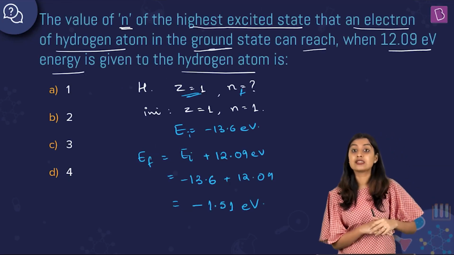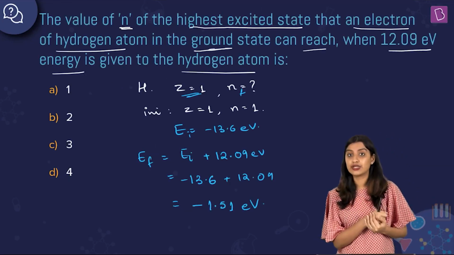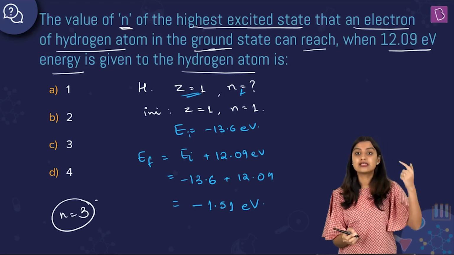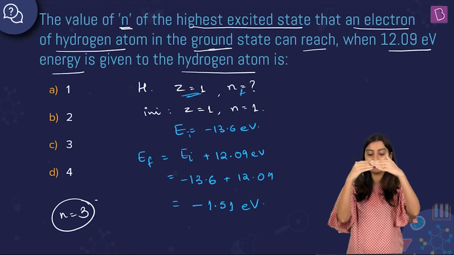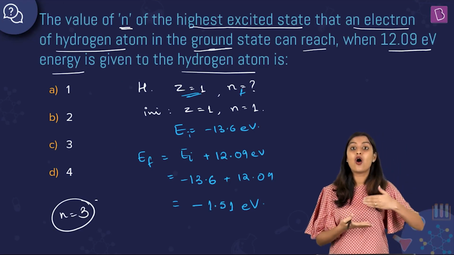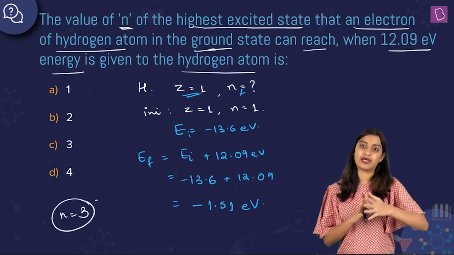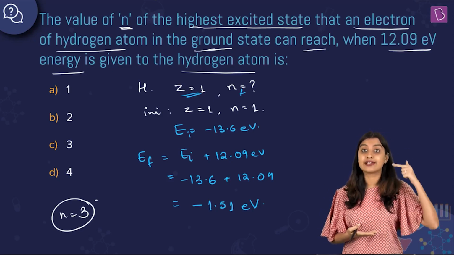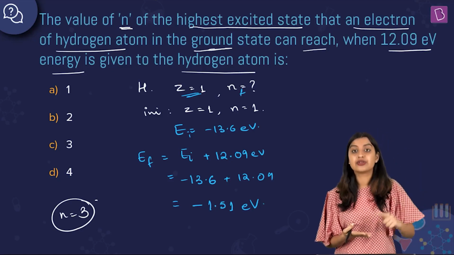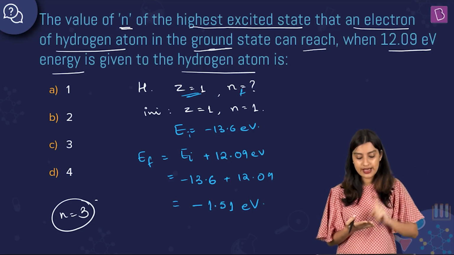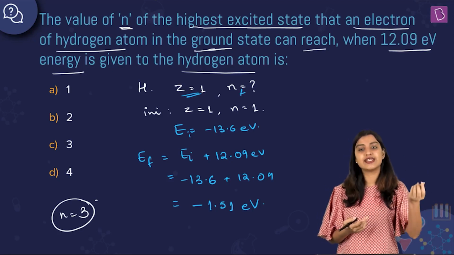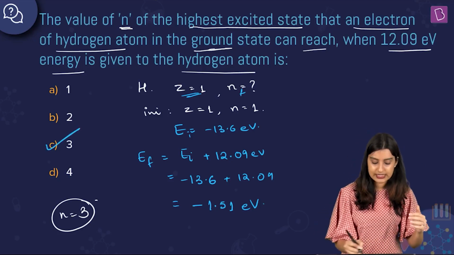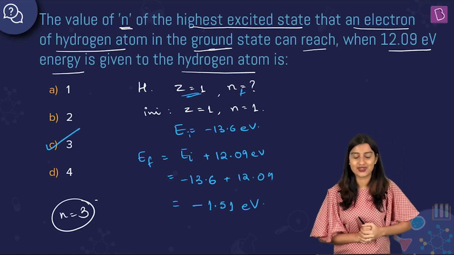Which means, what is the highest excited state the electron can take? N is equal to 3. Why? Because the highest excited state that the electron can reach is when all the energy is absorbed by the electron. All the energy can be absorbed by the electron and it can go to N is equal to 3, which is the highest excited state. So the second excited state, or third energy level, which means option C, 3, is going to be the right answer to this question.